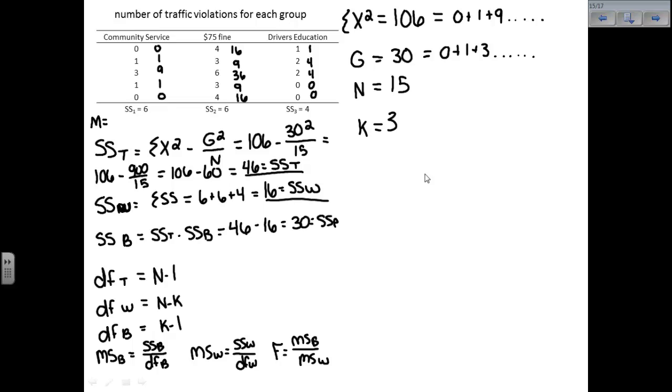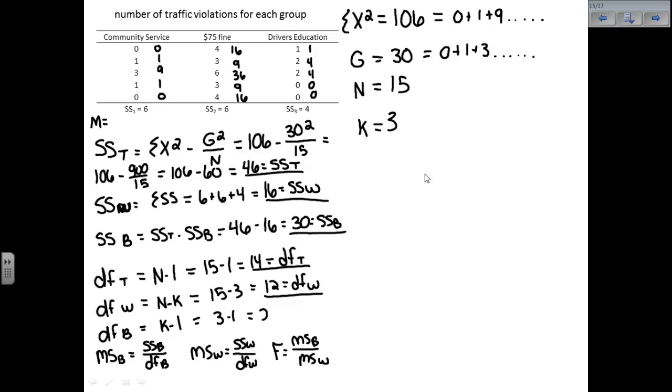Sum of squares between. All right, now our degrees of freedom. Degrees of freedom total, so the total sample size for the study is 15 minus 1 is 14. That's your degrees of freedom total. Degrees of freedom within, 15 minus, we have 3 groups, 12 is your degrees of freedom within. And then we have 3 groups, k equals 3, 3 minus 1 is 2. That is our degrees of freedom between.